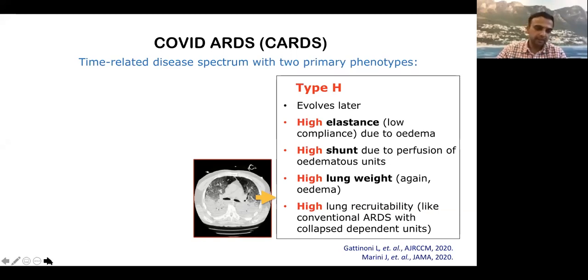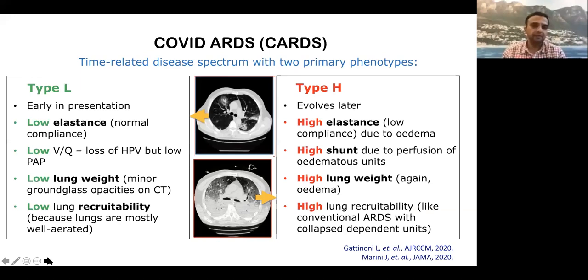What happens early on is the L type. The patient presents with the lung being very compliant, the lung weight is low, and there are no issues with recruitability because the lungs are very well aerated. So there are these two types of pathophysiology that seem to be coming out, and these have been described now.